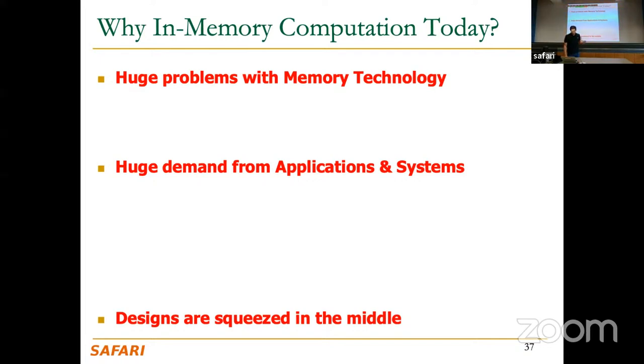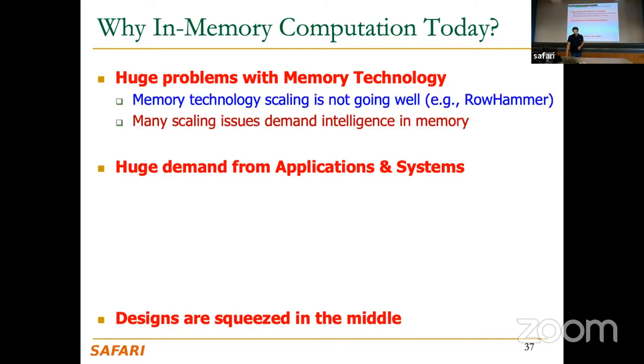But these days, there are huge problems with memory technology because memory is not scaling at the same pace anymore. And we see that there are multiple issues with DRAM scaling, like reliability issues, for example, the RowHammer phenomenon that we introduced last week, are, in the end, reasons to rethink the way memory is built, is fabricated, is architected, and that enables as well an opportunity to redesign it and provide compute capabilities.